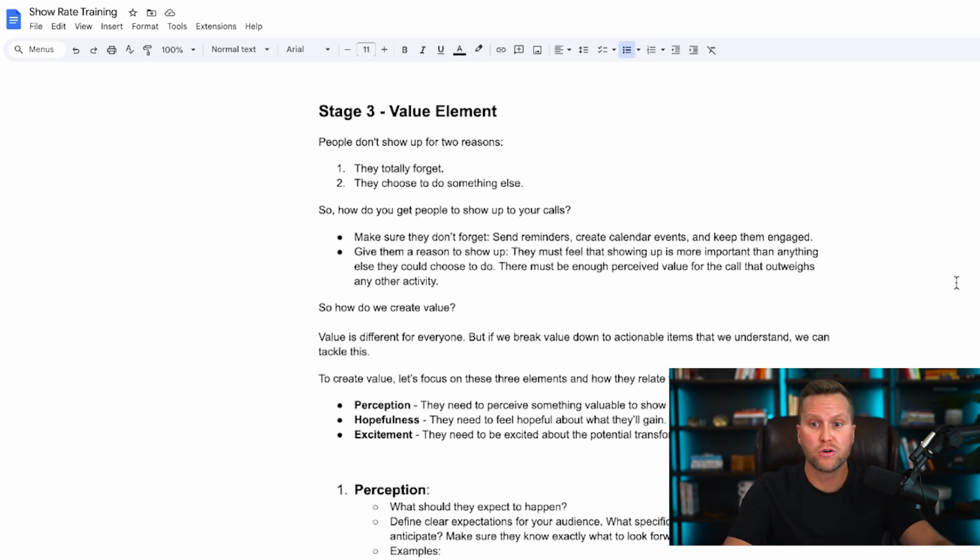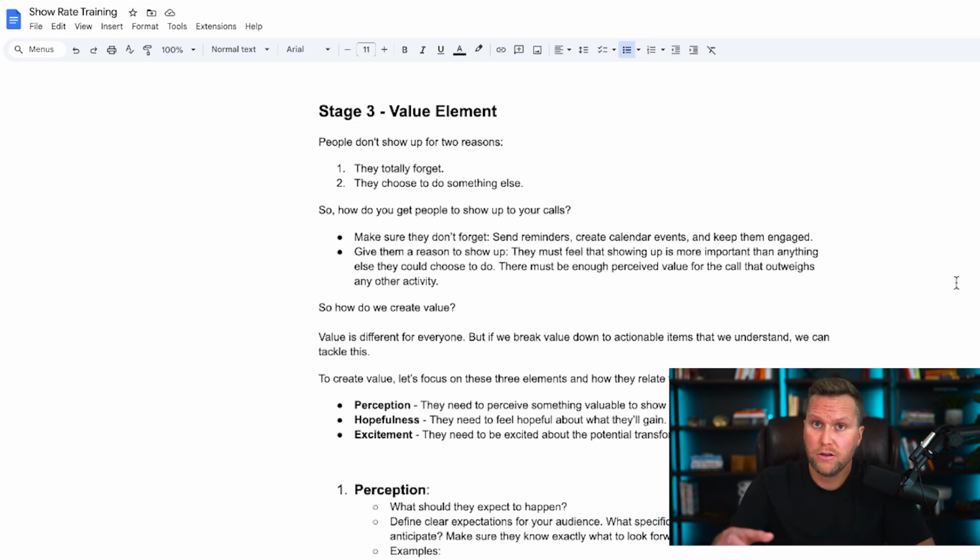They must have enough perceived value for the call that it outweighs any other thing that they could do. Whether it's answering emails, making phone calls, getting distracted with another meeting and pushing this meeting off, they need to understand that this call is more valuable than anything else that they can choose to do. So how do we create value?